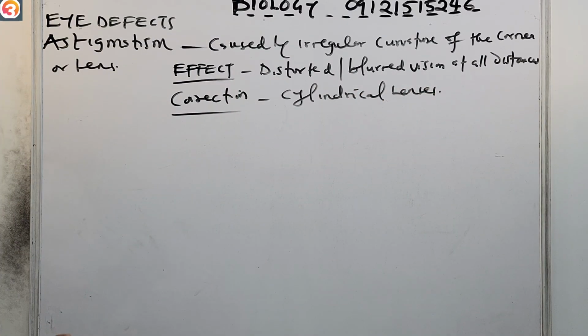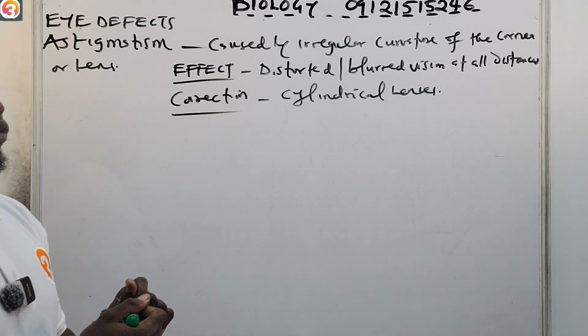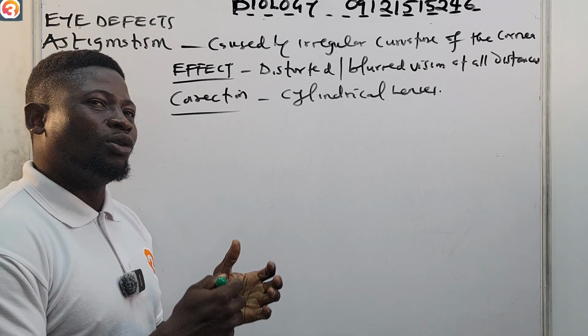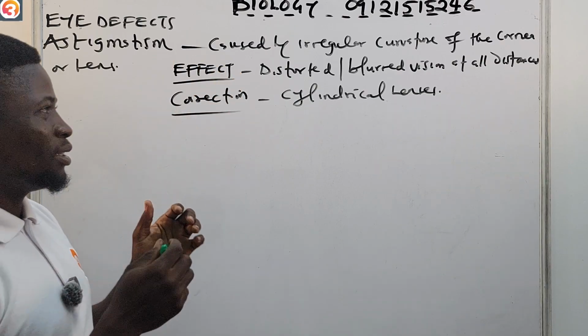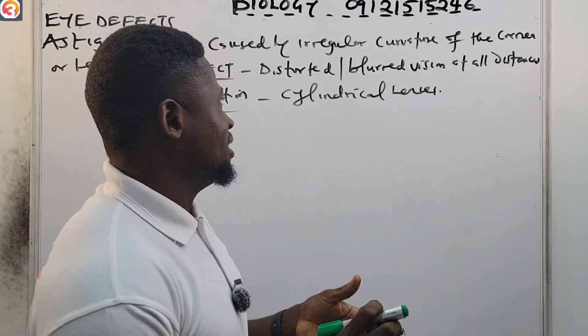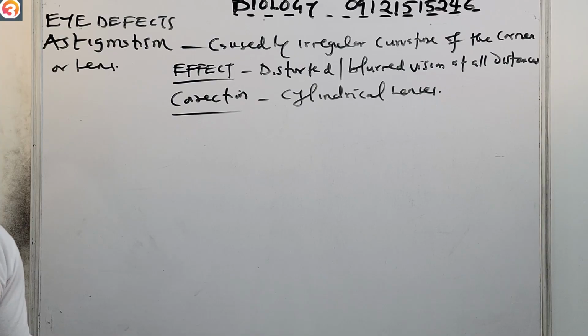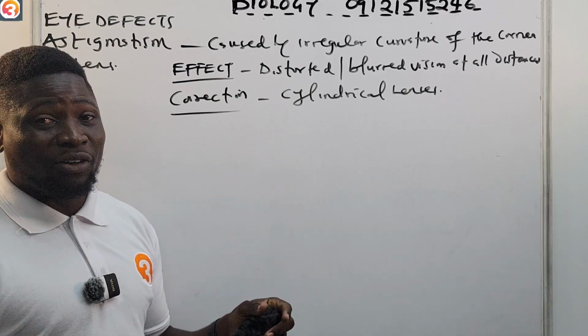So that is astigmatism. It is caused by uneven curvature of the cornea or irregular curvature of the cornea or the lenses. The effect is that you see distorted or blurred vision at all distances, and the correction is using cylindrical lenses. You must take note of all the corrections.